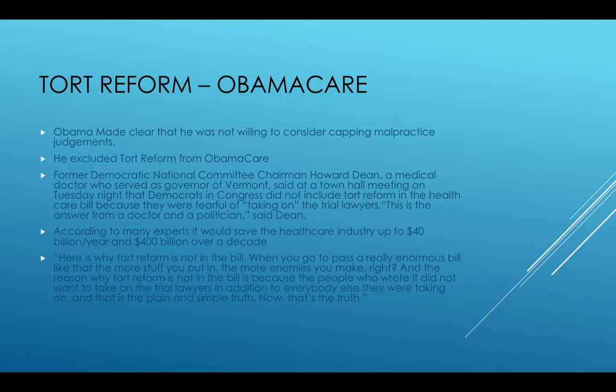Here's why tort reform is not in the bill. When you go to pass a really enormous bill like that, the more stuff you put in, the more enemies you make. And the reason why tort reform is not in the bill is because the people who wrote it did not want to take on the trial lawyers, in addition to everybody else they were taking on. And that is the plain and simple truth. Now, that's the truth.